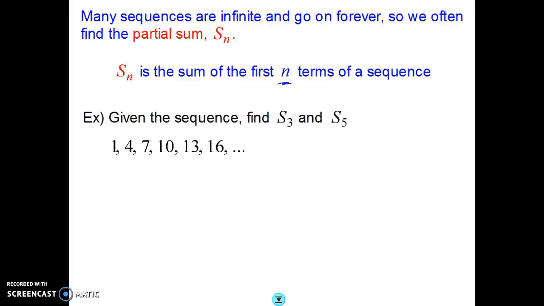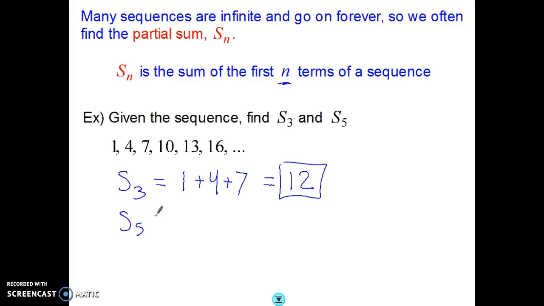Let's look at an example. Given the sequence below, find S sub 3 and find S sub 5. Well, S sub 3 is just the sum of the first 3 terms. So that's 1 plus 4 plus 7, which we can quickly do that math out, and you get 12. So the partial sum S sub 3 is 12.